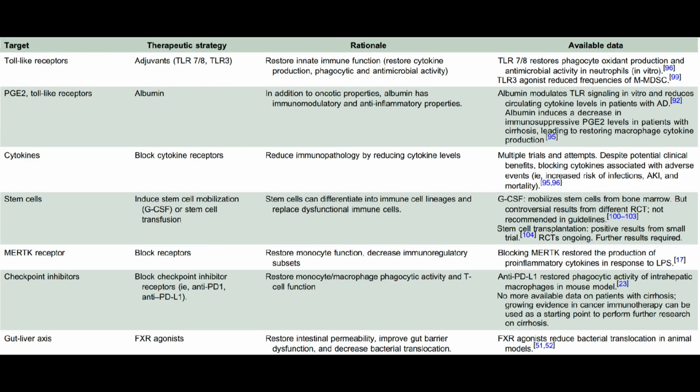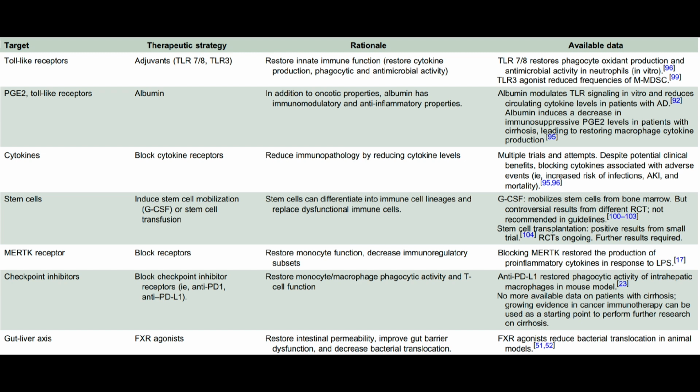This table highlights therapeutic strategies targeting various immune and gut-liver pathways in cirrhosis. 1. Toll-like receptors. Adjuvants like TLR7/8 restore immune function and antimicrobial activity. 2. Albumin. Beyond its oncotic properties, albumin has immunomodulatory effects by reducing circulating cytokines and restoring macrophage function. 3. Cytokine blockade. Blocking cytokine receptors to reduce inflammation, but associated with adverse effects such as increased infection risk.